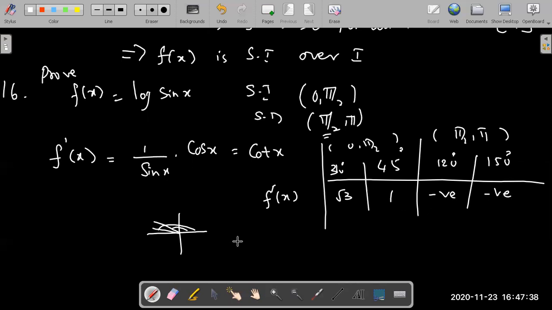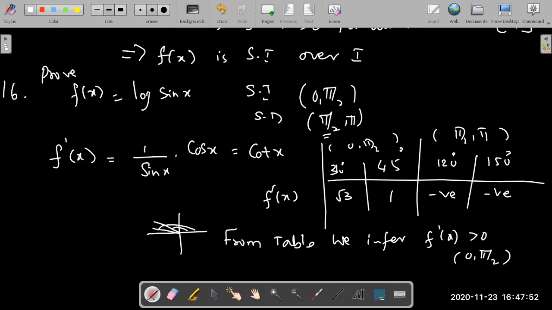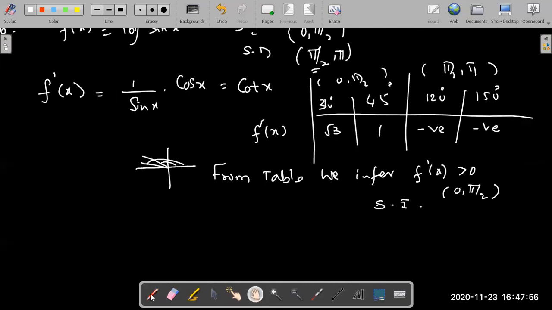Okay. So from the table, we infer f dash x is greater than 0 in the interval 0 to pi by 2. Therefore, strictly increasing. And f dash x is less than 0 in the interval pi by 2 to pi. So therefore, strictly decreasing. Proved.